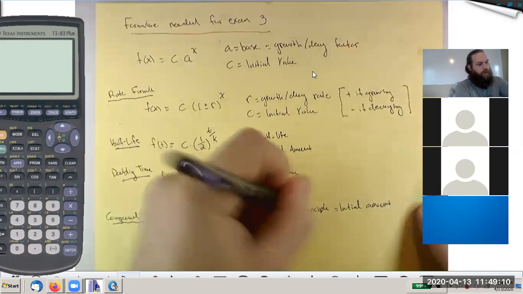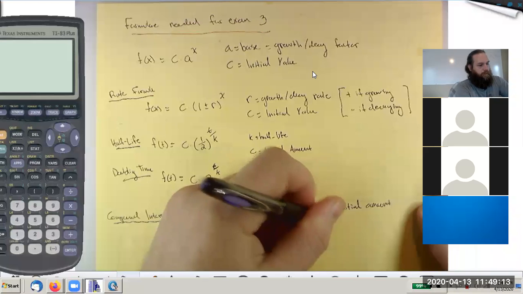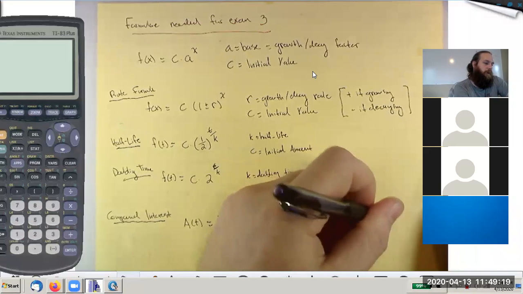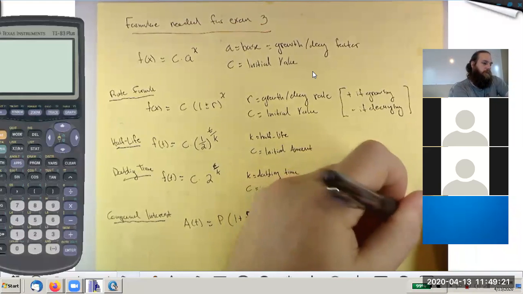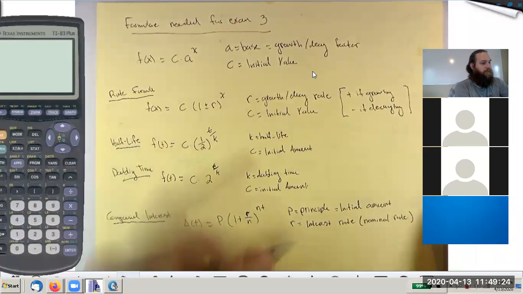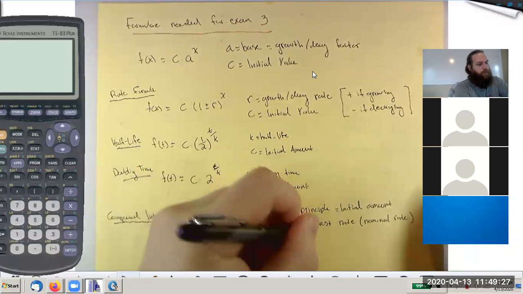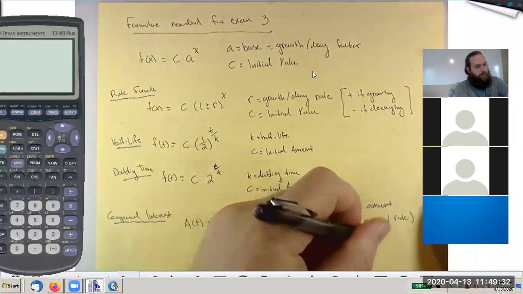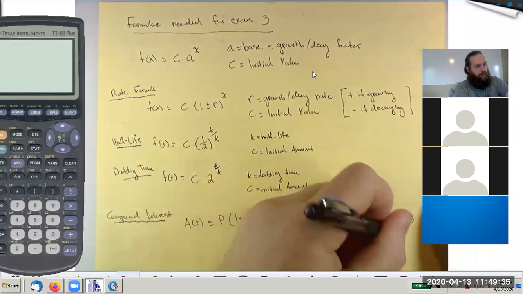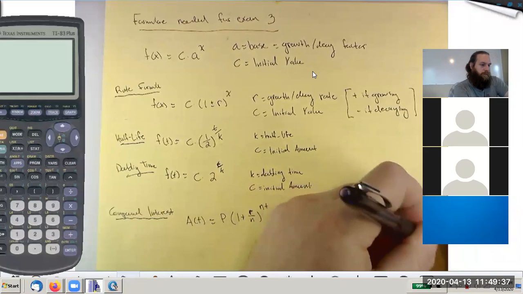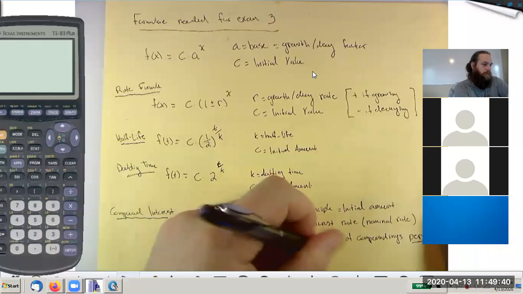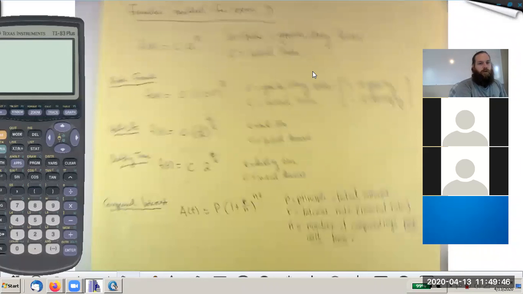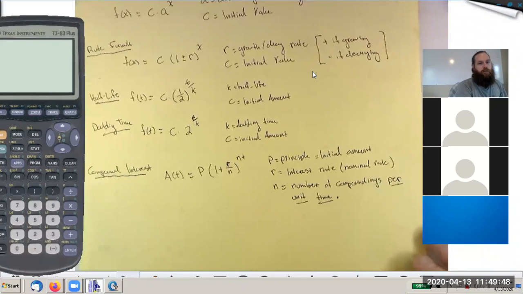R is the interest rate. Sometimes called the nominal rate, the named rate, to distinguish it from the effective rate. And n is the number of compoundings per unit time. So if you're measuring time in years and you're compounding monthly, then n would be 12.